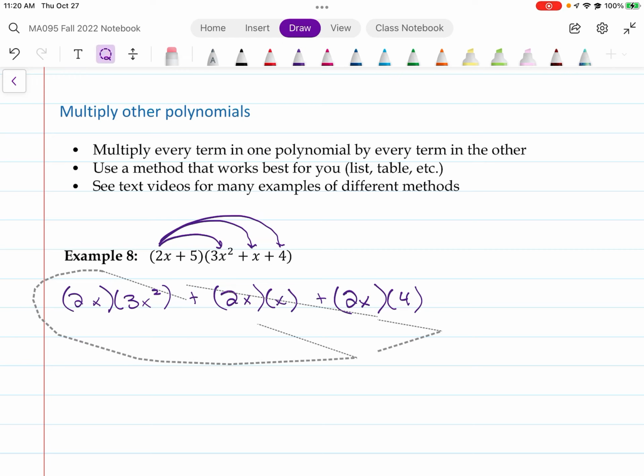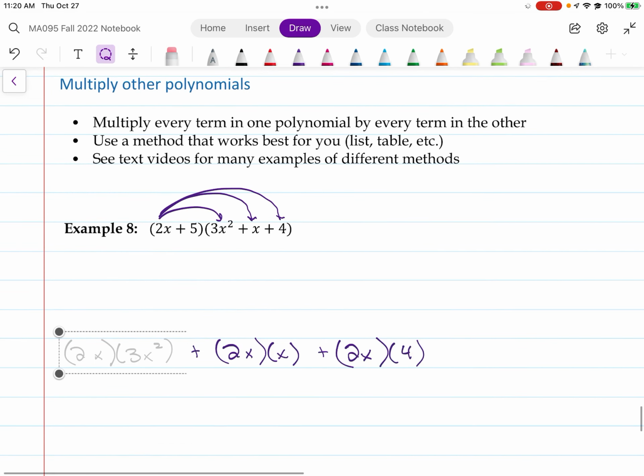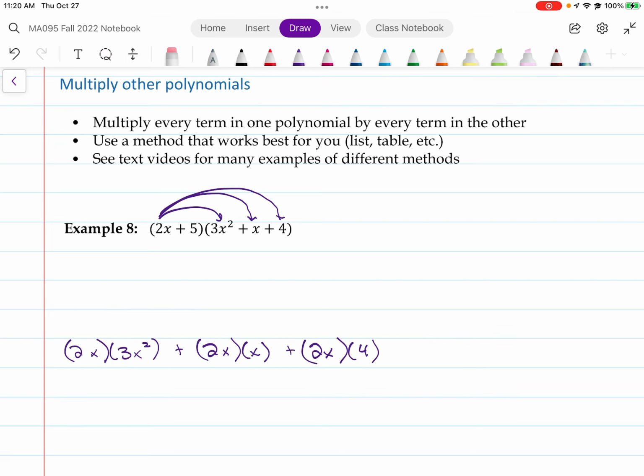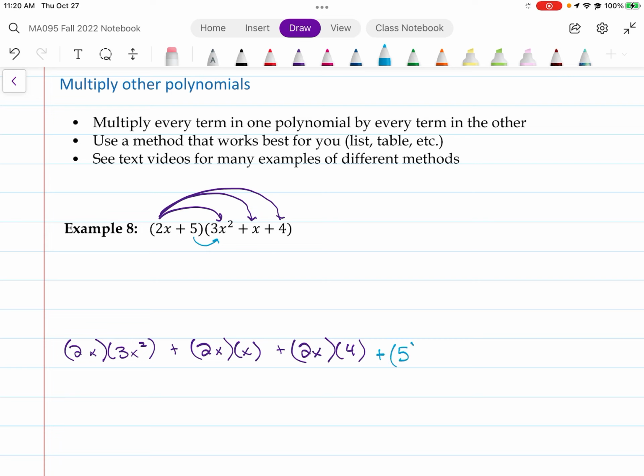I'm going to give myself a little bit of space. Actually, I think I'm just going to take this and move it down because I want to be able to write the next bit. And I'm also going to shrink it down a little bit. It's a little too big. So, okay. So now I'm going to do the other one. So I've got 5 times 3x squared, plus the next one, 5 times x, plus the next one, 5 times 4.